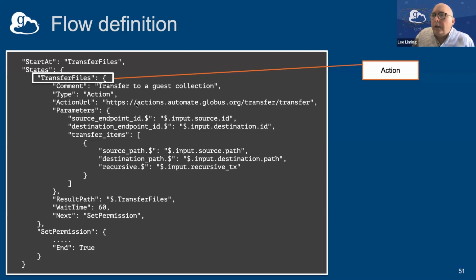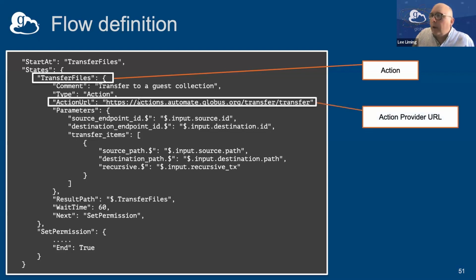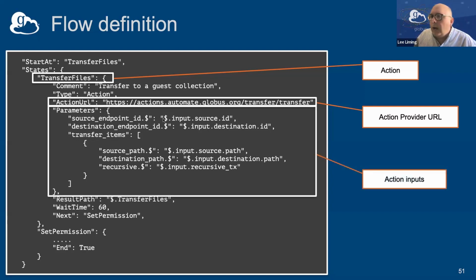And the action URL is the URL of an action provider. An action provider is just a web service that is running somewhere. In this case, this is a Globus hosted action provider. It is our transfer action provider that can do all the things that the transfer API can do. This is the URL for that web service. The web service has been defined with specific input parameters and a definition of what the output looks like so that you can then put it into your flow. Then you have to specify all the inputs that are needed by that action provider.